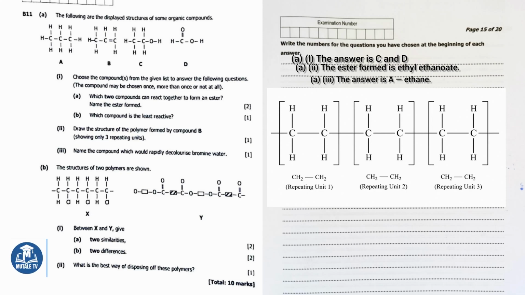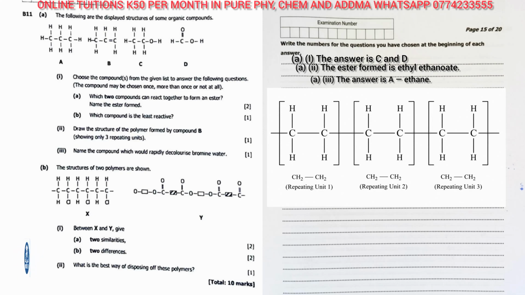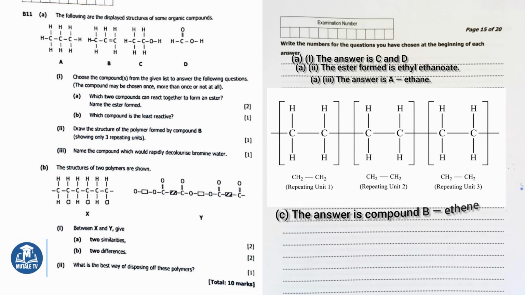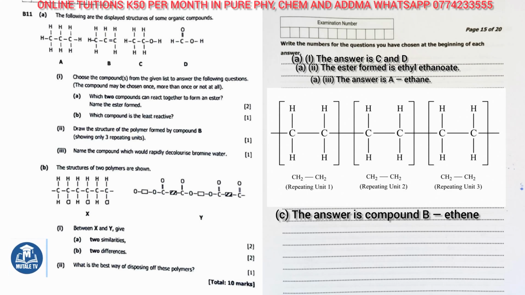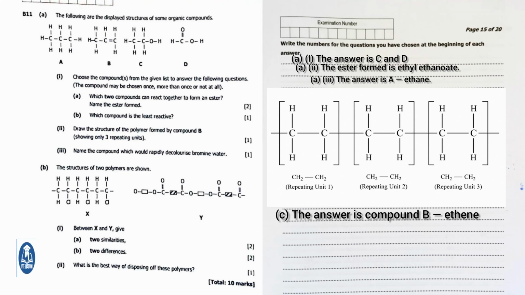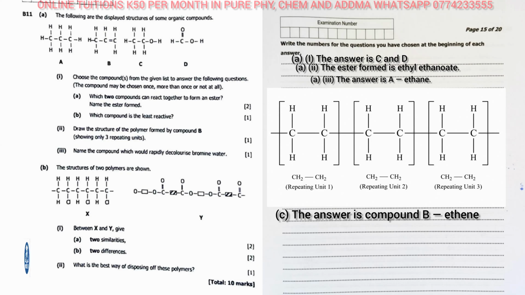Part B. Part 2 says, name the compound which would rapidly decolorize bromine water. The answer is compound B, ethene. It is unsaturated and contains a carbon-to-carbon double bond. When ethene is added to bromine water, an addition reaction takes place. The bromine molecule adds across the double bond, removing the color. The orange bromine water turns colorless.